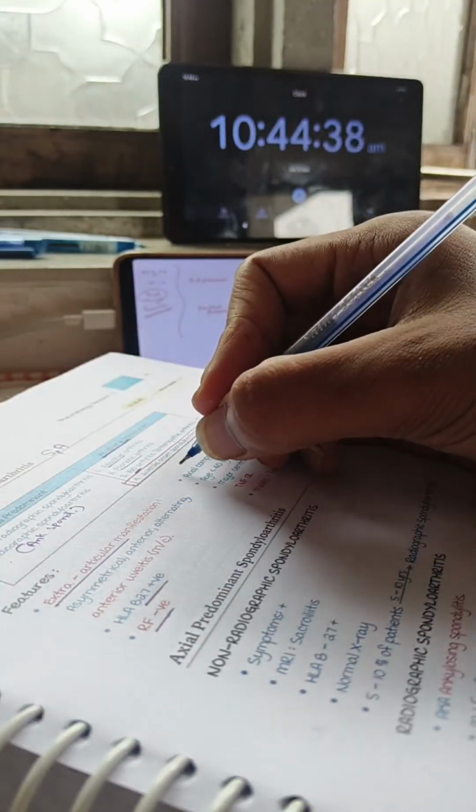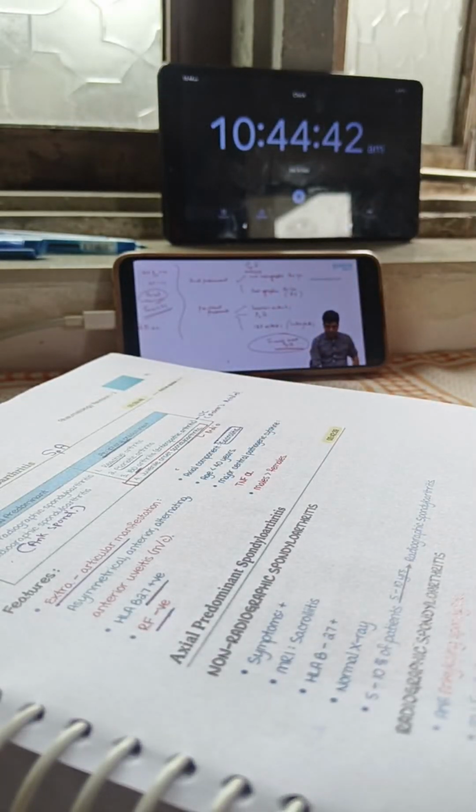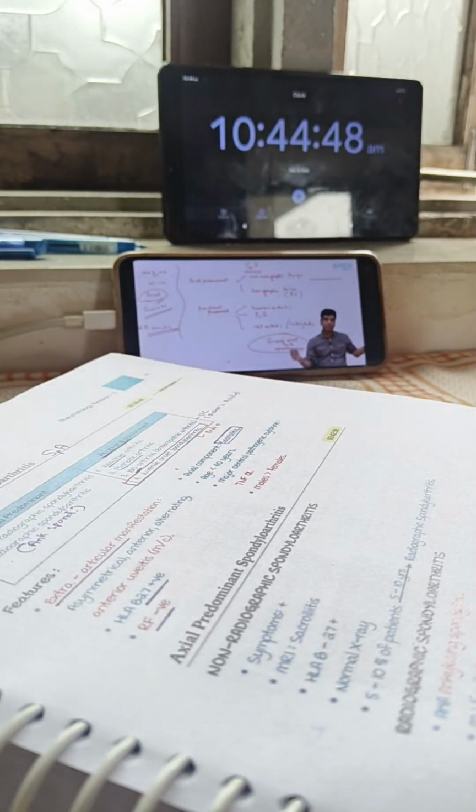The most common extraarticular manifestation in all these diseases is anterior uveitis. That's very important to know. We were studying that there is no uveitis in SLE and RA. The most common extraarticular manifestation in all these conditions is anterior uveitis.